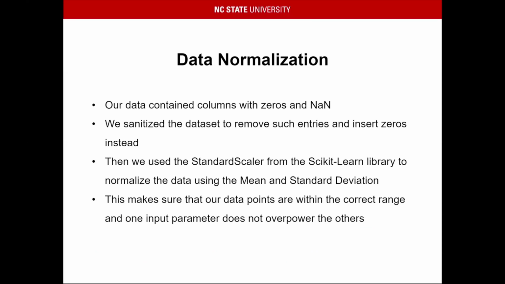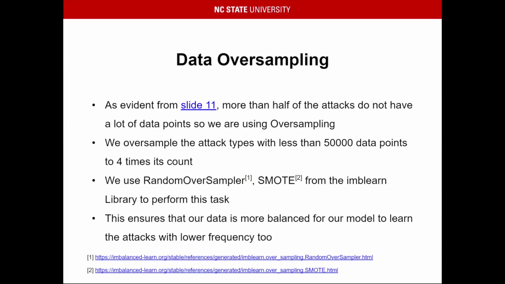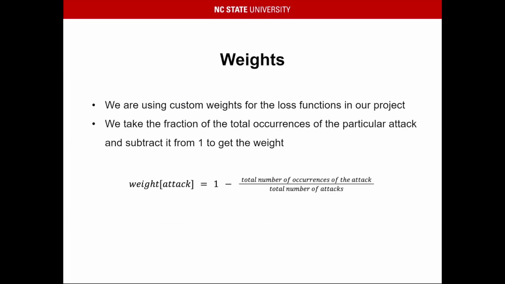We are normalizing the data using the standard scaler available from scikit-learn, and we are inserting zeros wherever we find NaNs. And as we saw before, our data set is imbalanced. A few attack classes are very low in number, so we're using random oversampler and SMOTE techniques to increase their count so that our classes are balanced and it can help our model learn better. So for the weights, we are using the formula here. We initially used the standard formula, which is the total number of occurrences divided by the number of occurrences for each class, which did not work out well for us, so we went with this.